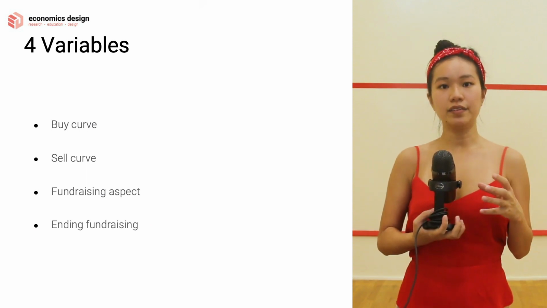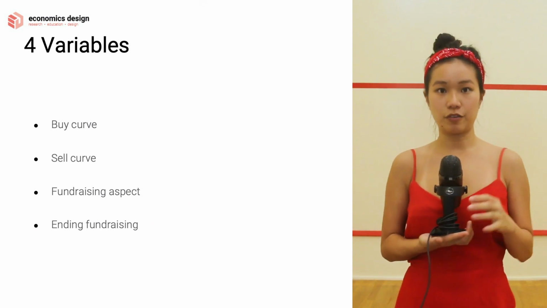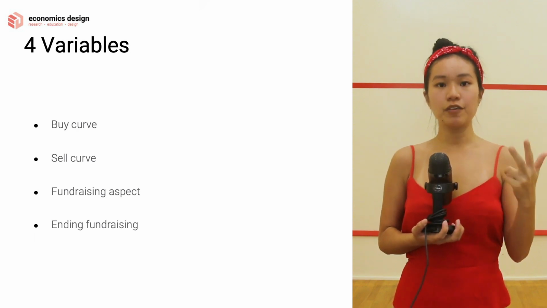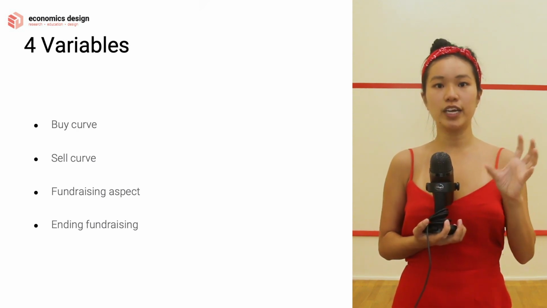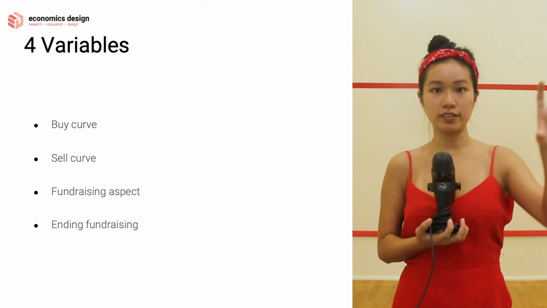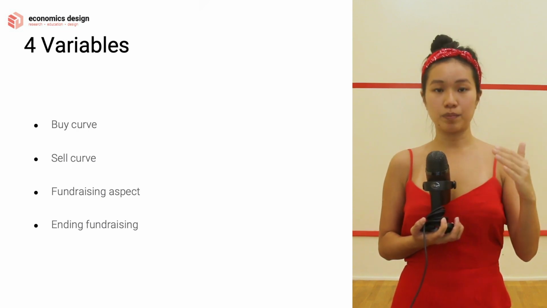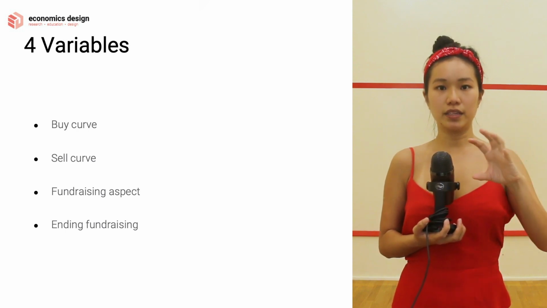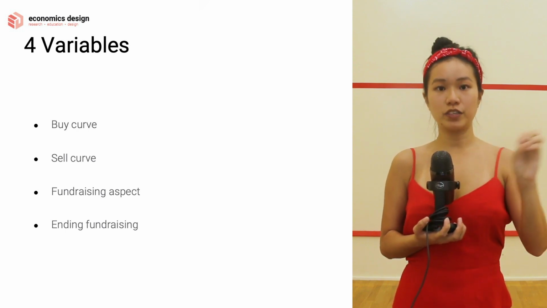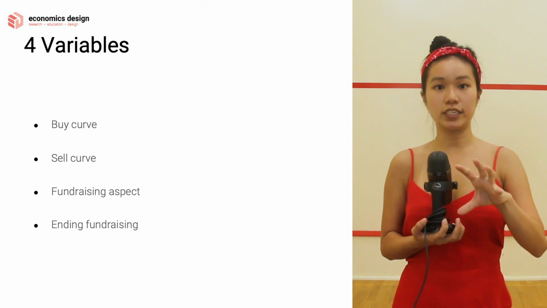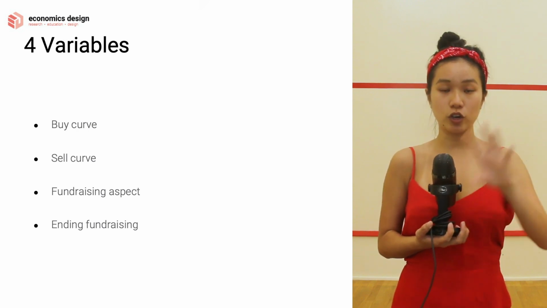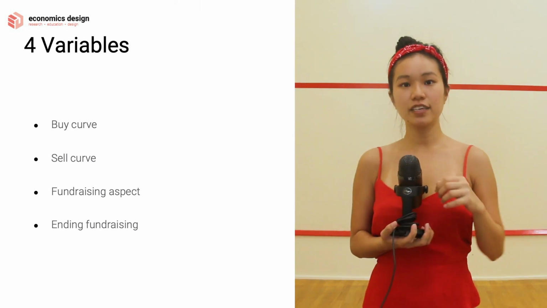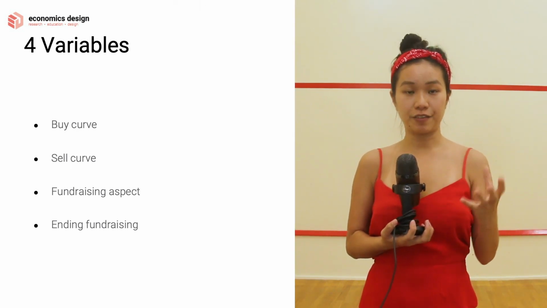In that case then, we have 4 different variables instead of 5. So we have the buy curve, the sell curve. The fundraising aspect is really the correlation between the supply and the price of the tokens, because the bonding curve will continuously be minting tokens, and the price of these tokens will be related to the amount of tokens available. So it goes back to the first basic bonding curve model. And the last variable is ending fundraising.